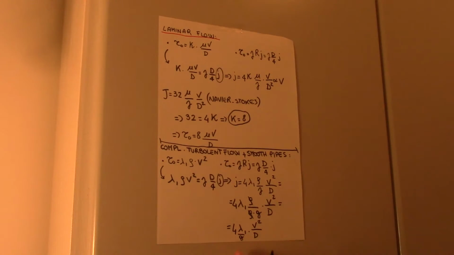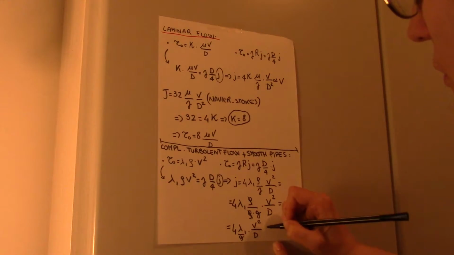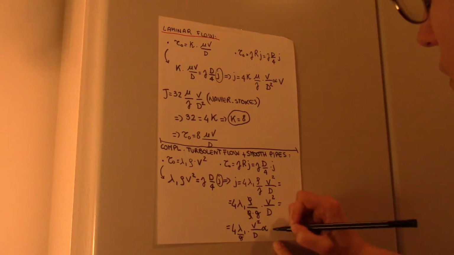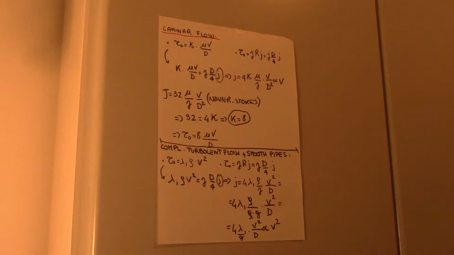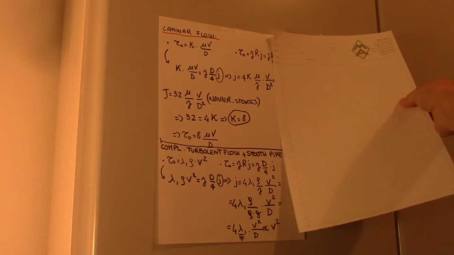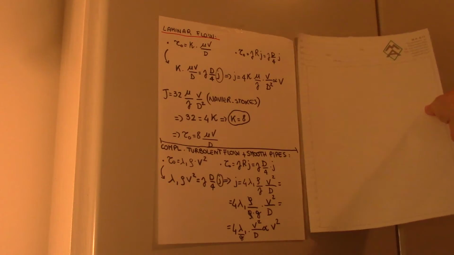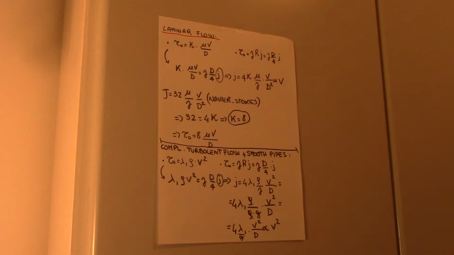Hence, as before, we can observe that j is equal to a factor times v to the power of 2, so it's proportional to v to the power of 2. Commonly, it is possible to say that, let's try to take another paper, let's see if it's alright. Yes, it's almost quite visible.